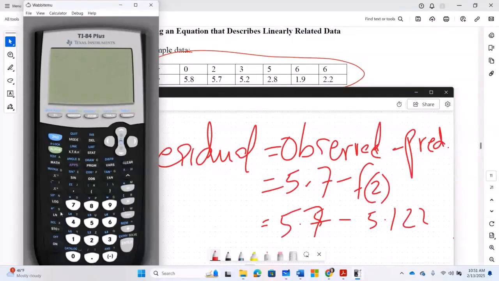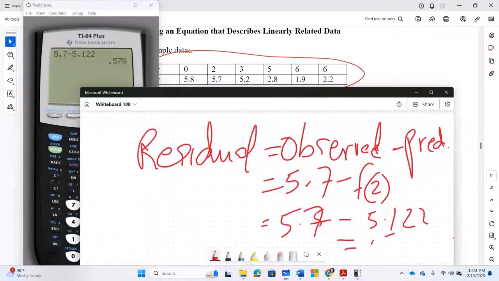Okay, I'm going to do it again. 5.7 minus 5.122. Okay, so the residual is 0.578. So since residual is 0.578, this point is above the line.